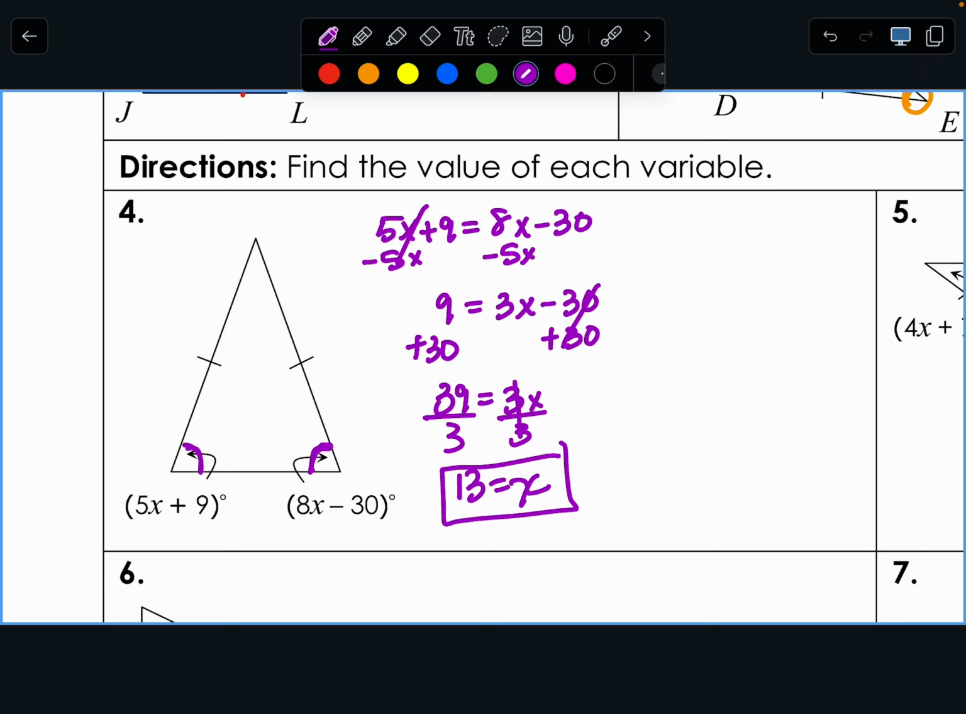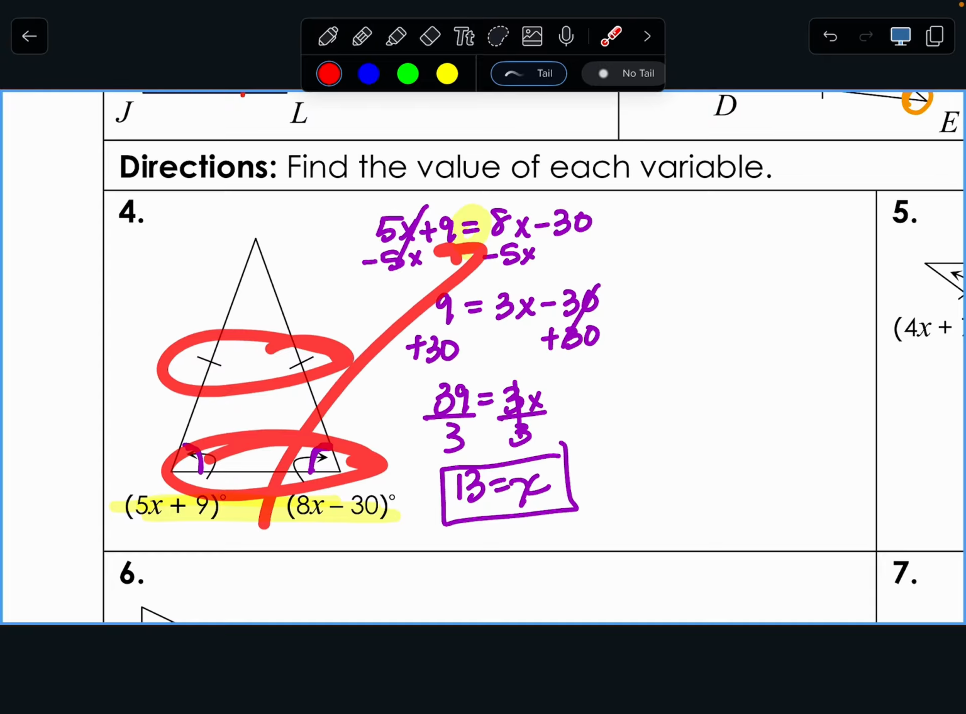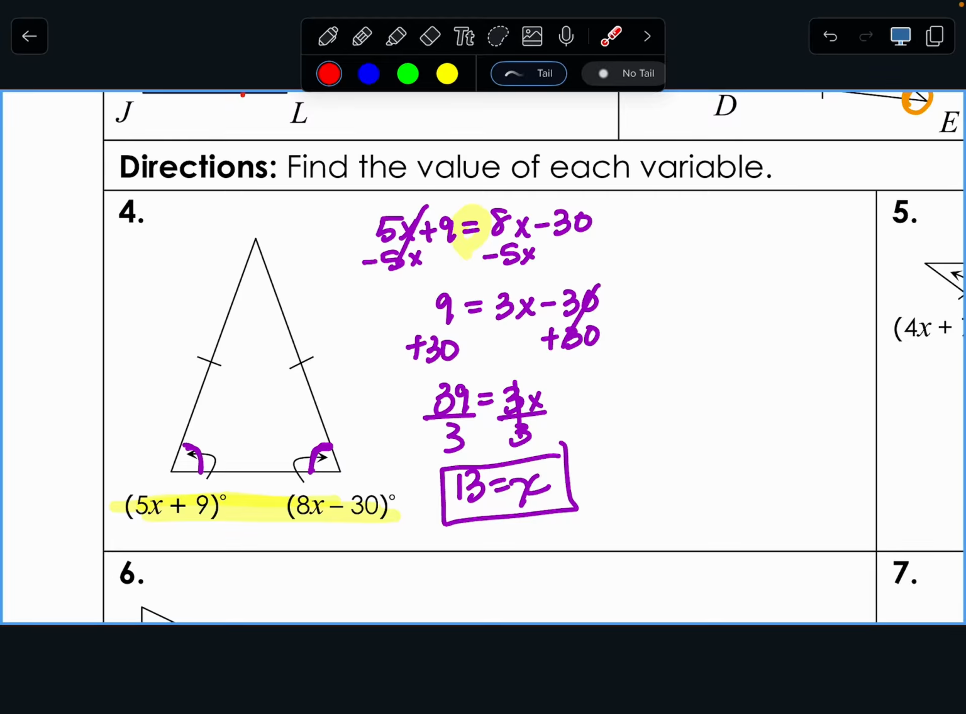So what you're learning, the part that's new here, is what to do with these two expressions. They are equal because it's an isosceles triangle. That's the only way you know that. If you can recognize, well, those are the same, that means those are the same, so then I can do that. That's what it is.